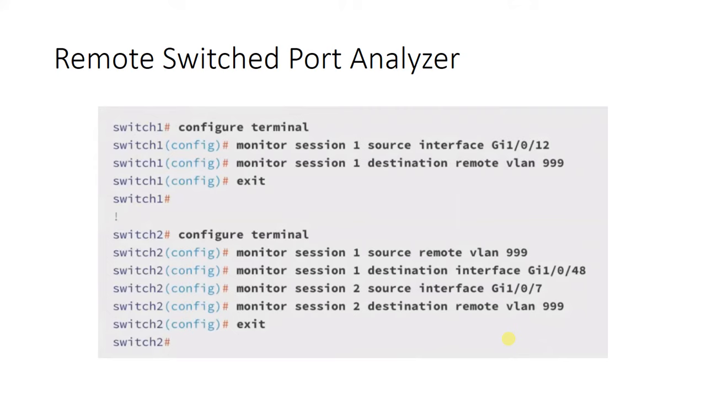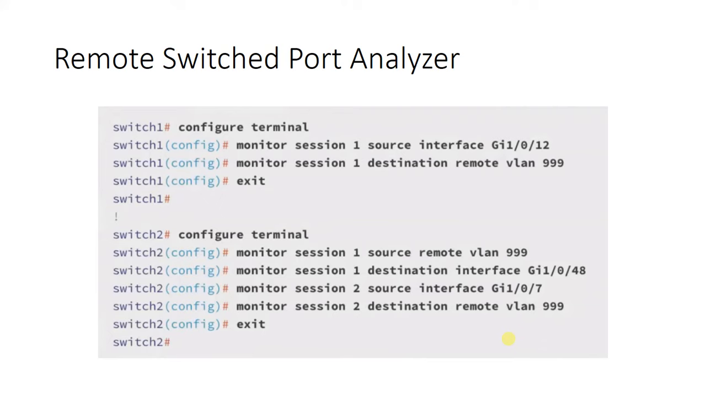On switch 2 in global config mode, type monitor session 1 source remote VLAN 999. This command monitors VLAN 999 for the traffic coming from switch 1. The command monitor session 1 destination interface Gig 1/0/48 sends the traffic from switch 1 to the capture device.